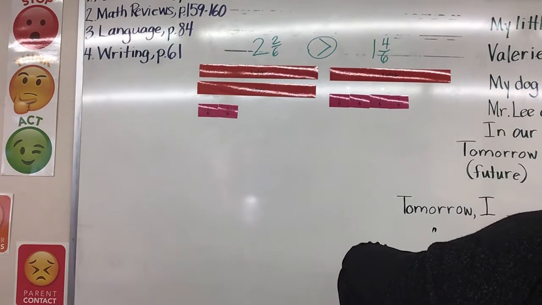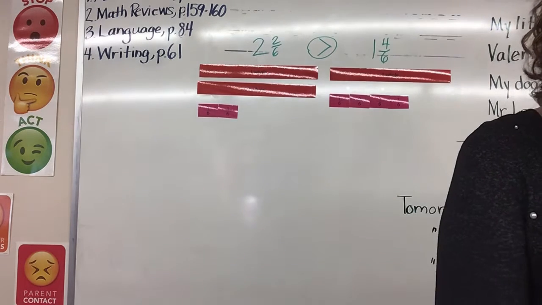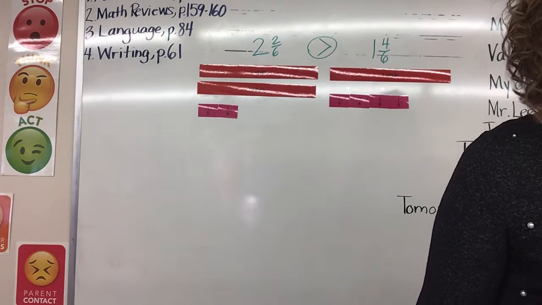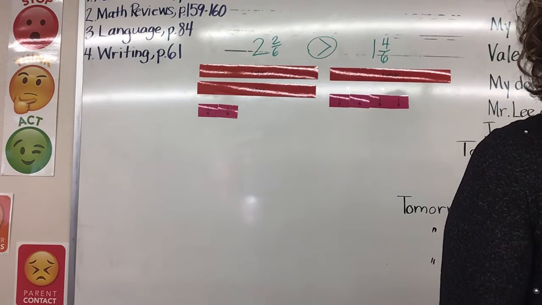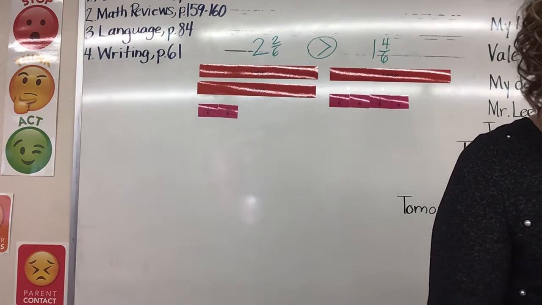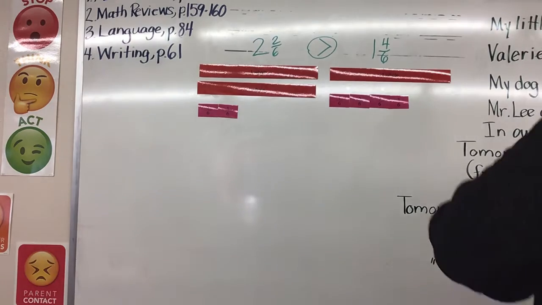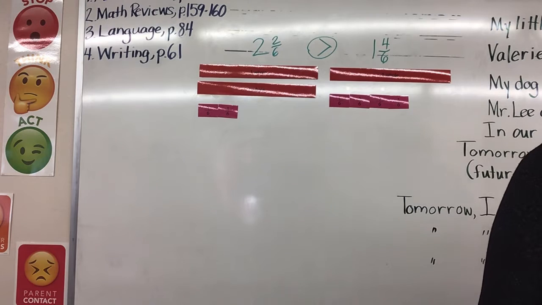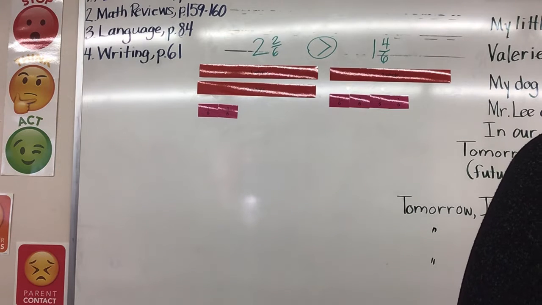Number 9. 3 and 4/5 and 2 and 4/5. Automatically we know what? Very good. A whole number of 3 is going to be greater than a whole number of 2. So 3 and 4/5 is greater than 2 and 4/5. All right, what do you see on the next one?